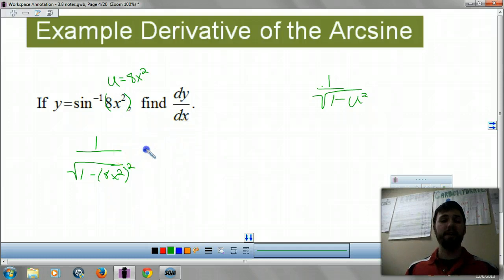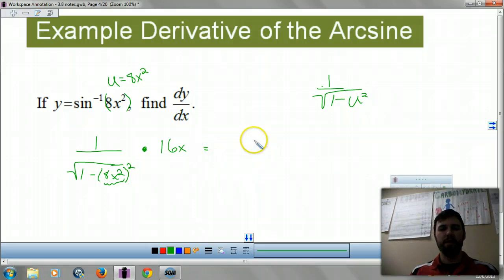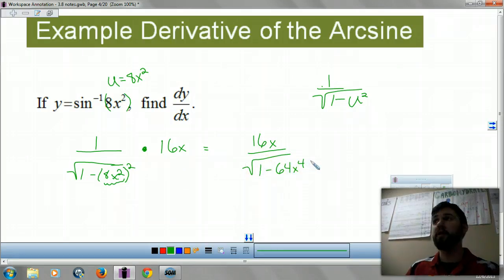No, because I still have to take the chain rule and take the derivative of my inside, because it comes up so much. So I times this by the derivative of my inside. The derivative of 8x squared is 16x. Now to simplify this, you get 16x over square root of 1 minus 64x to the fourth, because x squared squared is x to the fourth, and 8 squared is 64. Okay? Do you understand? Good.